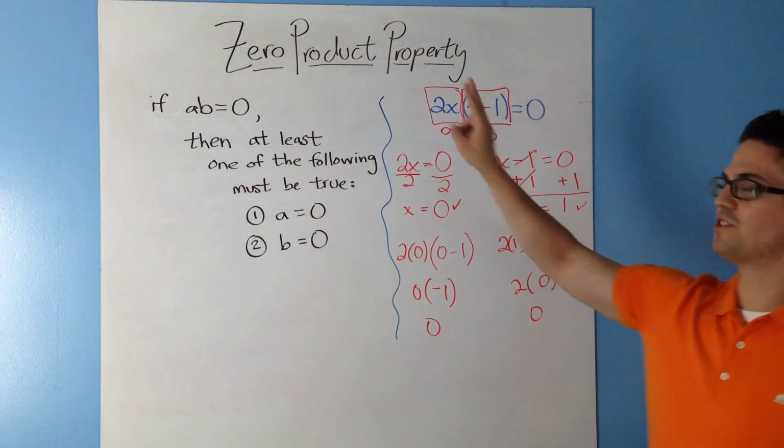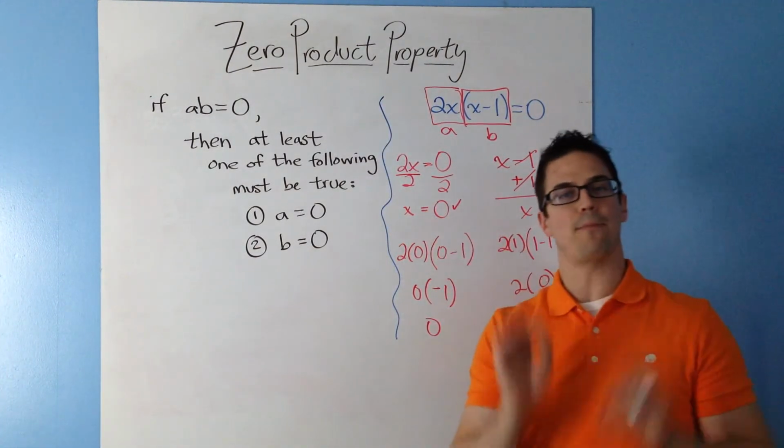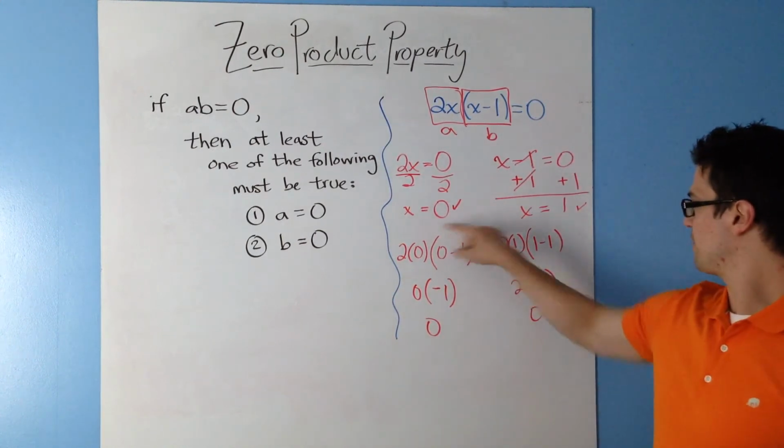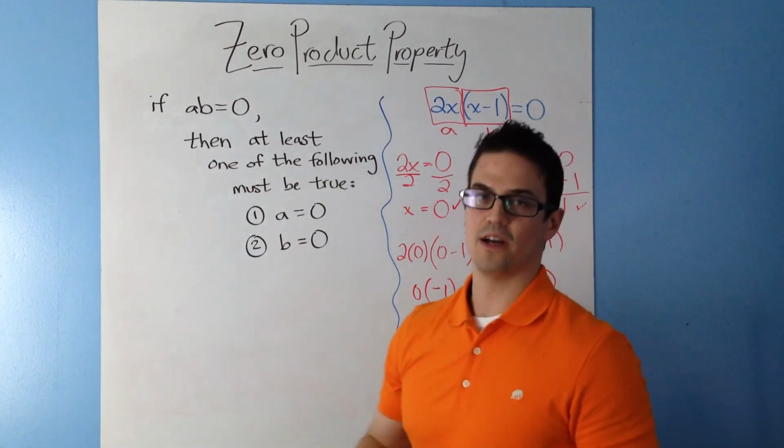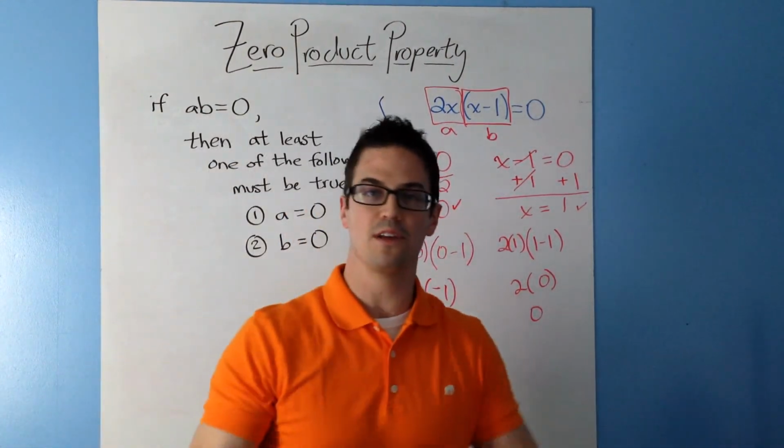So as you can see, based on the zero product property, we ended up getting 2 different answers for our x's, but both of them work. Okay, so you're going to have 2 answers, and they both work, all based on the zero product property. So if you have any questions about this, let me know.